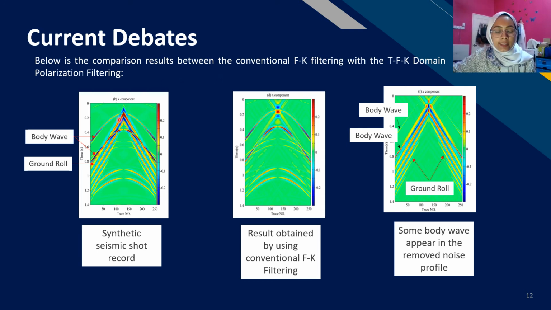Okay, this is the synthetic seismic data. As you can see here, this is a body phase and this is the ground roll. When we apply the conventional FK filtering, it works well, but it does not completely and perfectly remove the unwanted energy. However, when we look at the removed noise profile, some body phase appears in the removed noise profile. This is because the apparent velocity of this body phase is close to the apparent velocity of the ground roll.